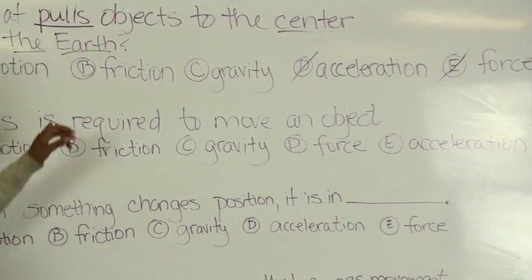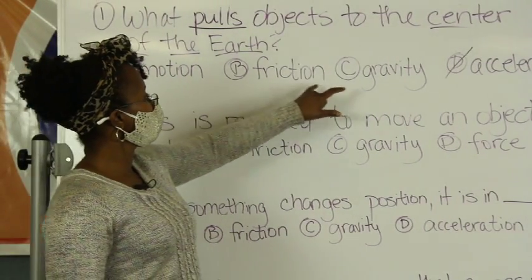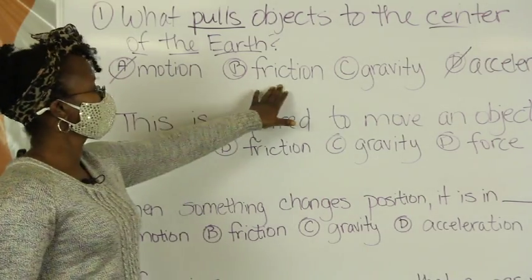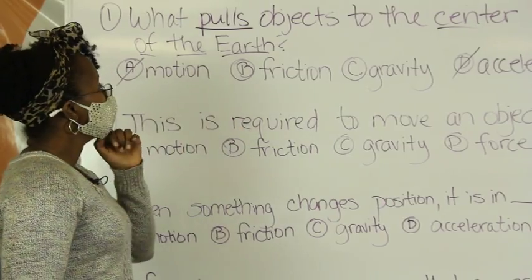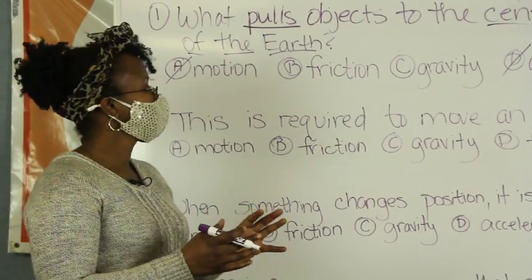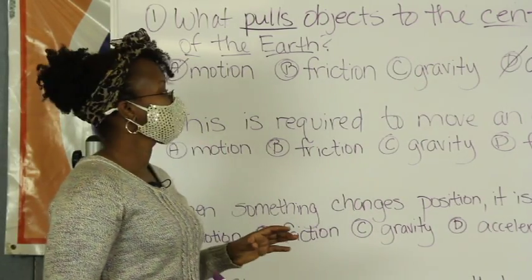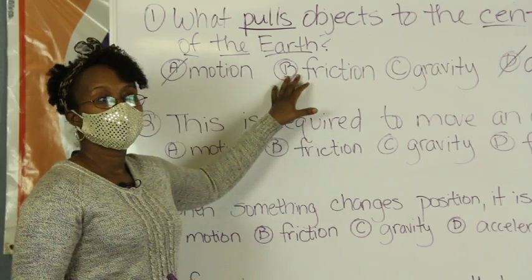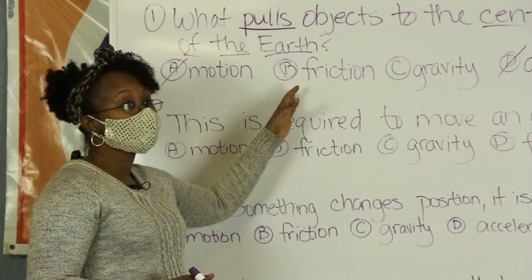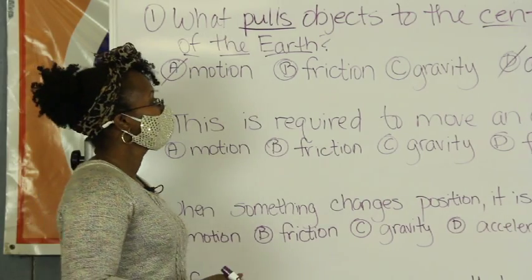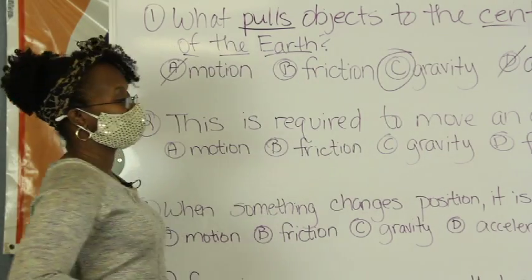So I want to talk about B and C. Some people may get confused between friction and gravity. Friction is when things rub together, not necessarily the force that pulls things towards the earth. Gravity is more specific. So when you're taking tests like this, sometimes people will go with an answer that relates to the right answer, but it's not the best answer. And in this case, we'd go with gravity because that is exactly what gravity is, okay?